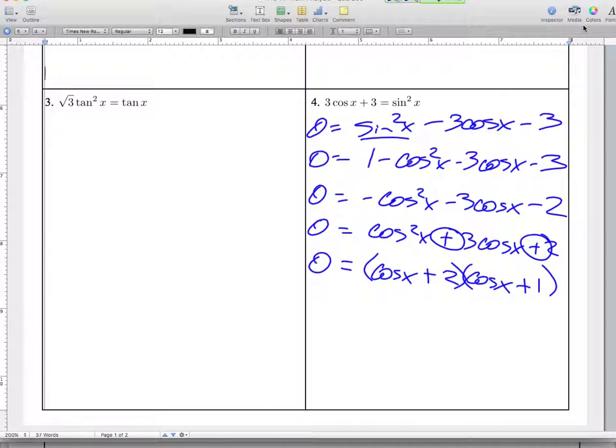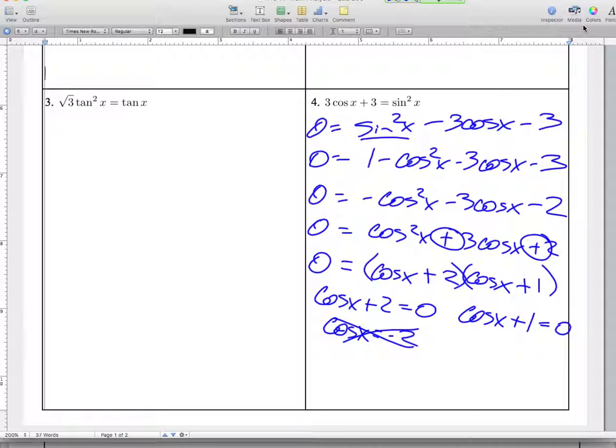What do we always do immediately after we factor? Set them equal to 0. So the first one I get cosine x equals negative 2. We should automatically cross it out. Why do I cross that one out? Sine and cosine can only equal numbers between negative 1 and 1. Negative 2 is not between negative 1 and 1, so it will not produce a solution.